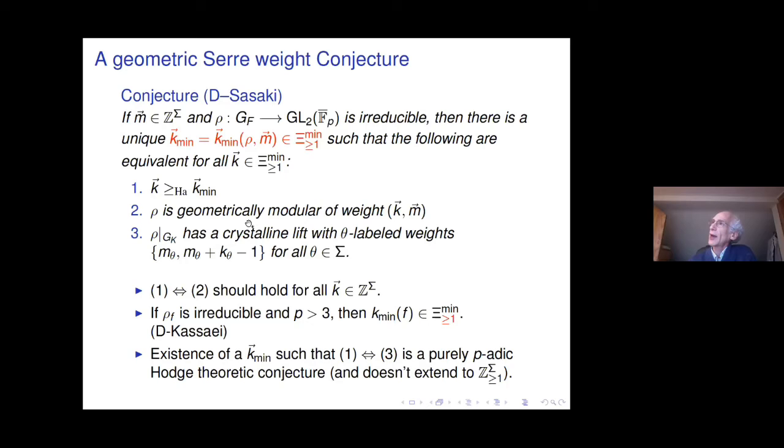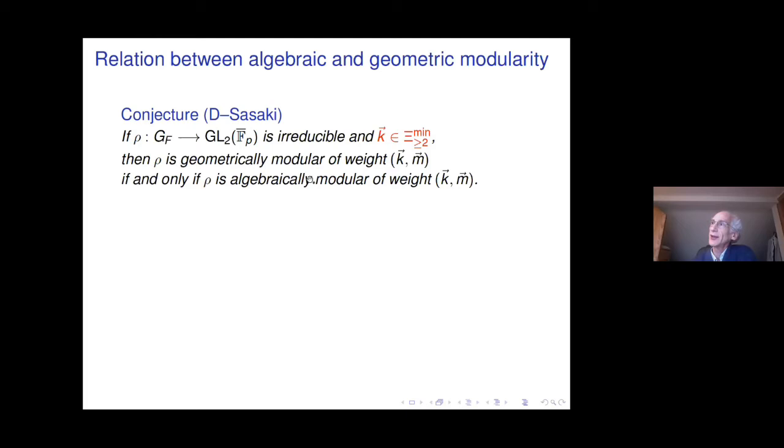And we can also ask about the relation between being algebraically and geometrically modular of the same weight. So we have to assume now that the K thetas are all at least two in order to make sense of this notion of algebraic modularity, remember. And then algebraic modularity is equivalent to being modular of some Serre weight among the Jordan-Hölder factors of the corresponding algebraic representation mod P. And this equivalence should only be within the minimal cone.